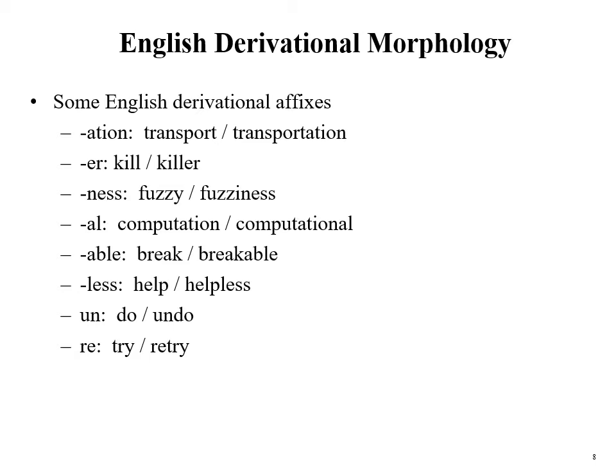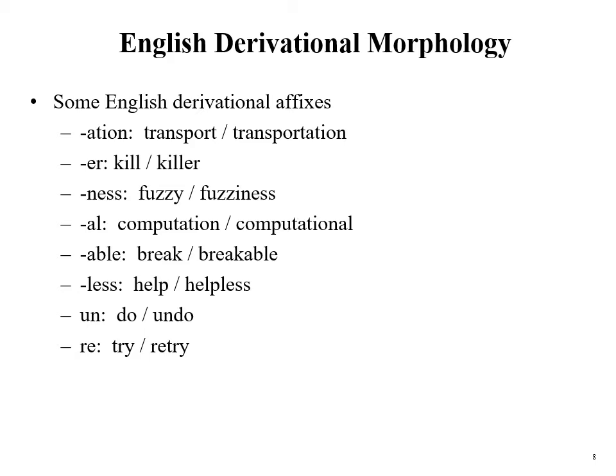So in the previous slide, these are the examples of inflectional morphology. But this slide contains examples of derivational morphology. When we use derivational morphology, the meaning of the word totally changes. Some English derivational affixes: when you use the suffix ation with transport, it becomes transportation, and the meaning is totally different. When you use the affix er with kill, it becomes killer. The meaning is different. When you use the affix ness with fuzzy, it becomes fuzziness.